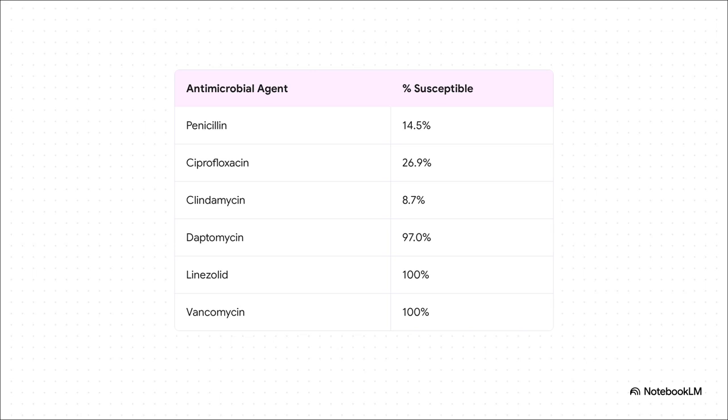Now, large surveillance studies on the broader group of non-diphtheriae Corynebacteria do paint a pretty clear picture. Just keep in mind that interpretive breakpoints, like from EUCAST, are still kind of limited for this group, but the data shows really high rates of resistance to drugs like penicillin and ciprofloxacin. In contrast, other agents look much more reliable.